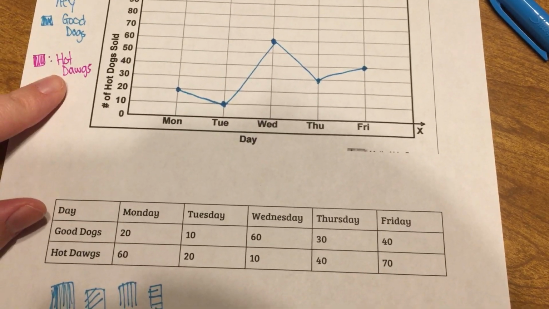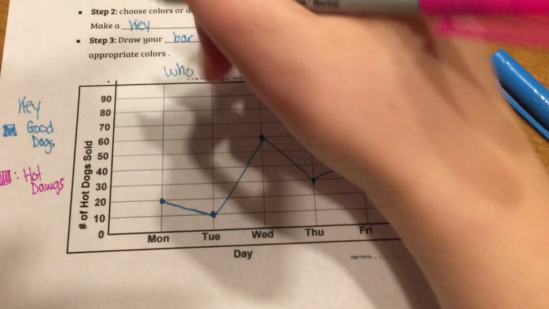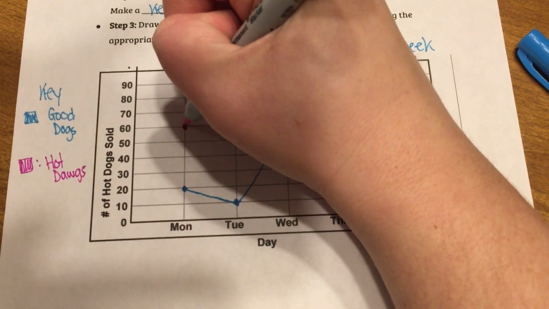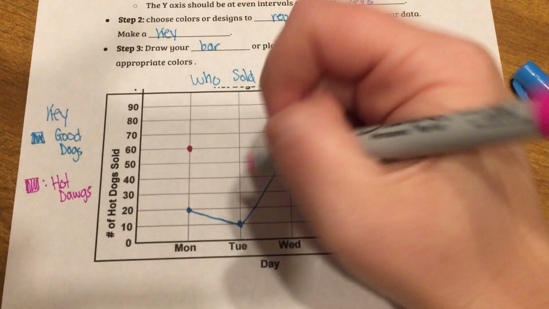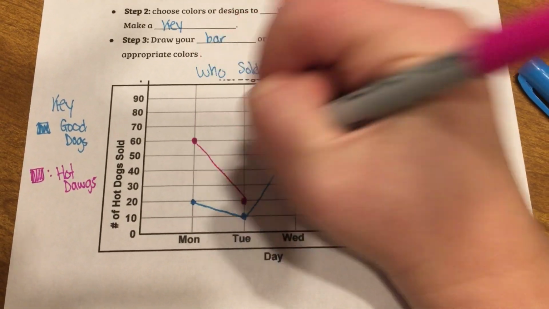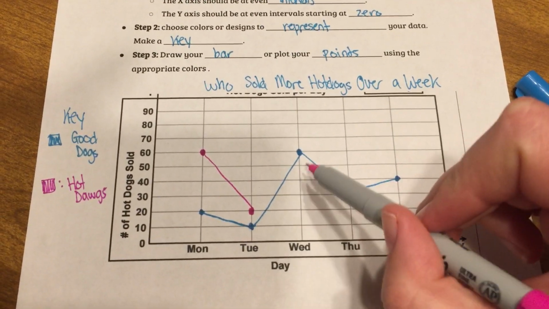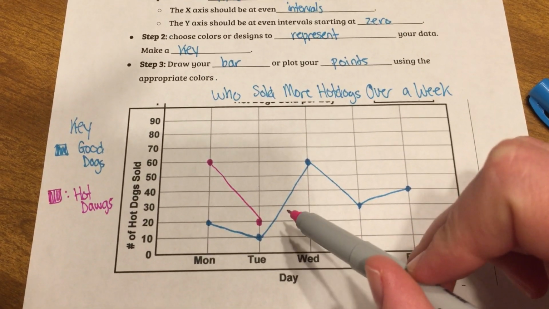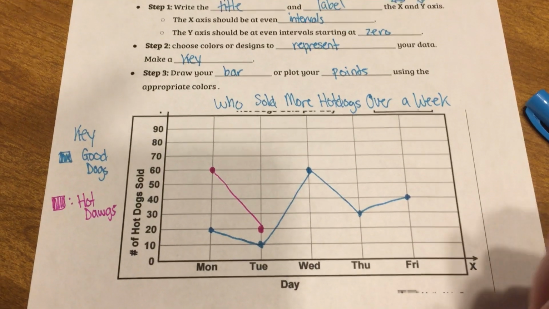Now I'm going to go back and do Hot Dogs. Now remember, Hot Dogs has to be in my color for my key. So Hot Dogs sold 60 on the first day. They sold 20 on the second day, on Tuesday. Make my lines neat. And again, you need to use something straight like the edge of a notebook or an edge of a paper to make these nice and neat.